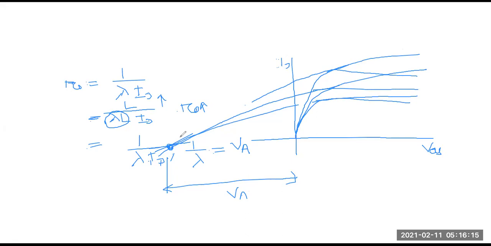So in these two formulas, 1 by lambda ID, and lambda L is equal to fixed, L by lambda L into ID, in that way you can see what the output resistance is. In this way also you can do that. Now our main aim is to increase the output resistance, so that we can get rid of that problem in the simple current mirror. So this is the main disadvantage.